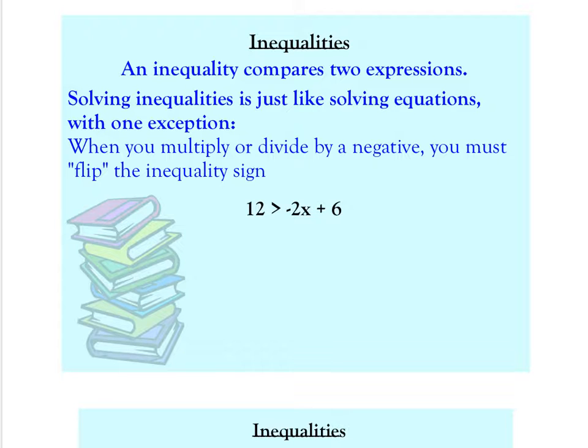So here, an inequality compares two expressions. An equal sign compares two expressions as well. It compares them to tell us that they're equal. An inequality tells us that one side is bigger or smaller than the other. Solving inequalities is just like solving equations with one exception. When you multiply or divide by a negative, you must flip the inequality sign.